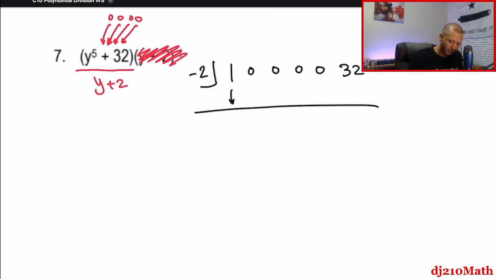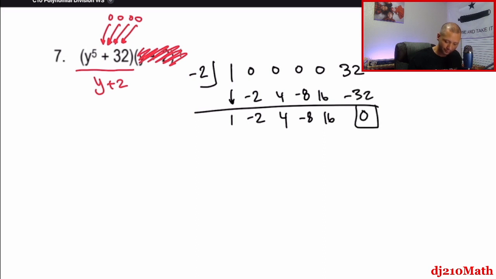Okay. Bring the 1 down. 1 times negative 2, negative 2. When we add, times negative 2, the negatives cancel, but there's going to be 4. We add. Negative 2 times 4 is negative 8. When we add, negative times negative is positive, times 2 is going to be 16. Kind of see where this is going. When we add, times negative 2, negative 32. When we add, we get 0.